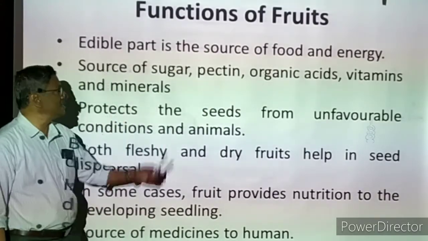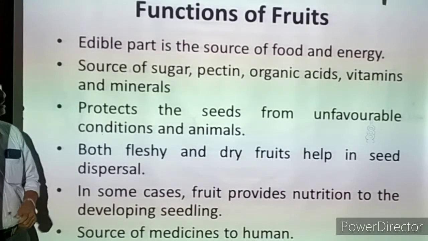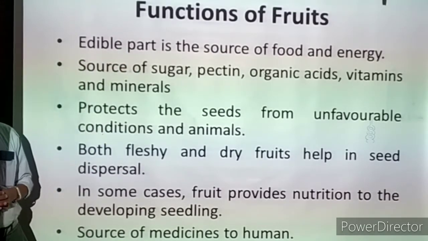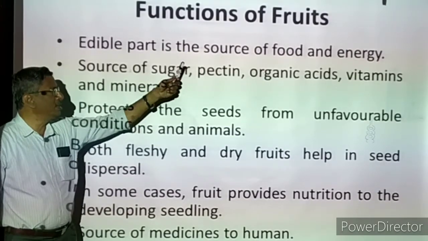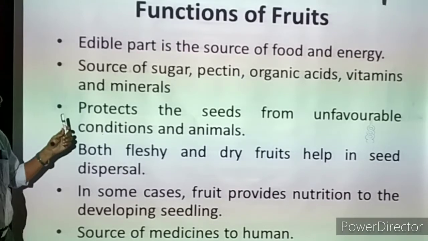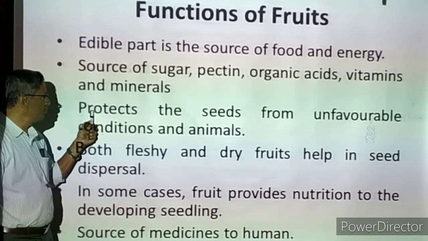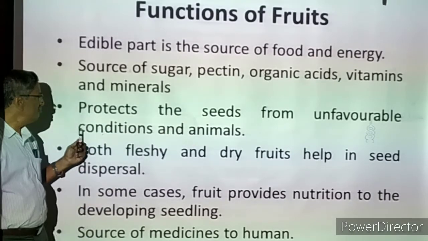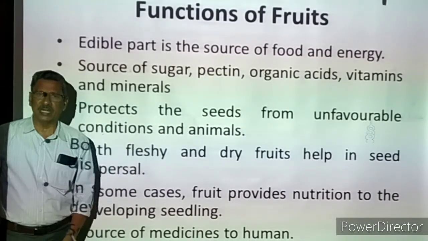Okay, organic acids, vitamins and minerals. That means the edible part of the fruit has a lot of nutrients. The nutrients are sugar, pectin, organic acids, vitamins and minerals. Okay. The next function of the fruit is that the fruit protects the seeds from unfavorable conditions and animals.